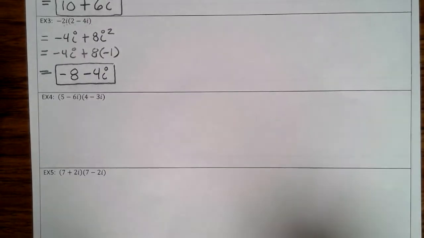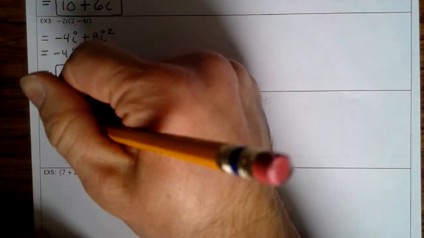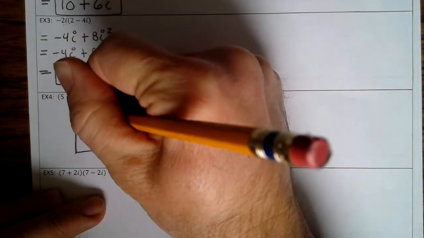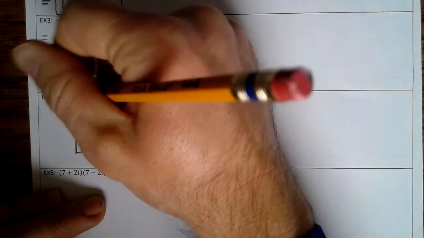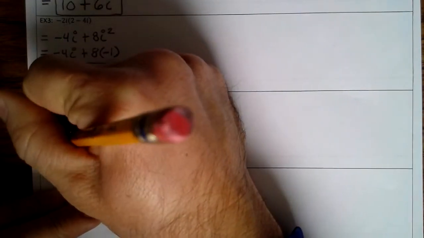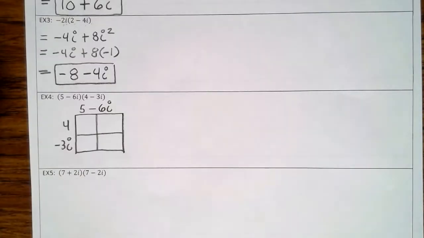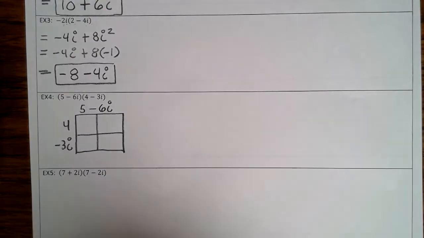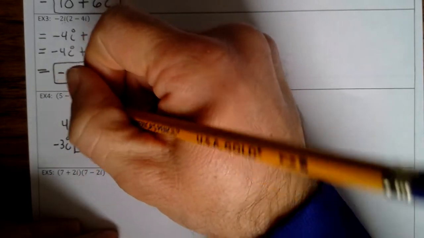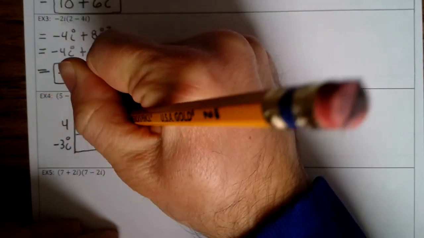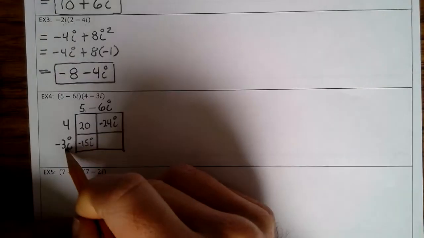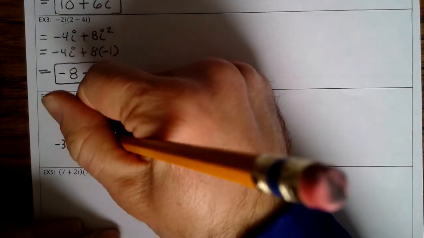All right, now here we need to multiply using the box method. So that's 5 minus 6I and 4 minus 3I. So 4 times 5 is 20. 4 times negative 6 is negative 24I. Negative 3I times 5 is negative 15I. Negative 3 times a negative 6 is a positive 18. And then I times I is I squared.